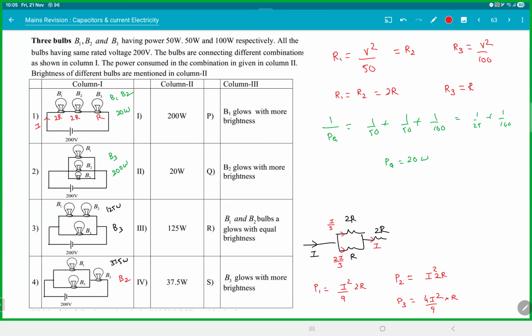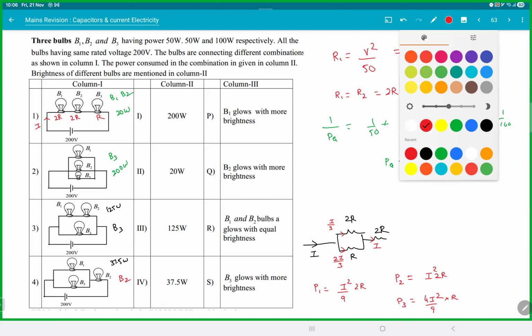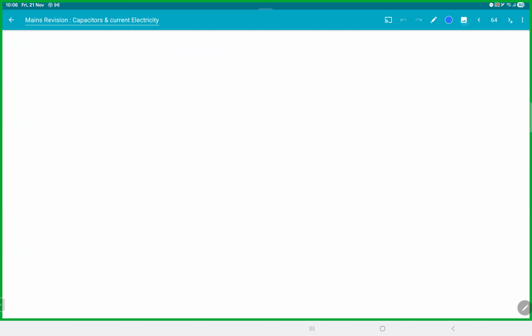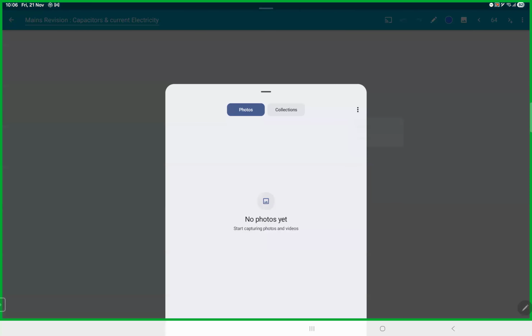At a mains level, they'll simply give you a straightforward thing. They'll put 3 bulbs in series and they'll just ask you the power. Don't add the power. Be careful there. That's a good bulb one. In case you forgot, now you remember.